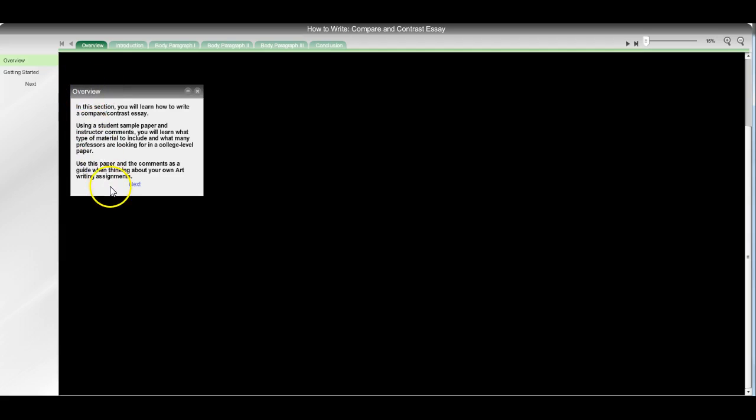This is the overview right here. In this section, you will learn how to write a compare-contrast essay. Using a student sample tutorial, a student sample paper, and instructor comments, you will learn what type of material to include and what many professors are looking for in a college-level paper. Use this paper and the comments as a guide when thinking about your own art writing assignments. Let's go to the next screen.